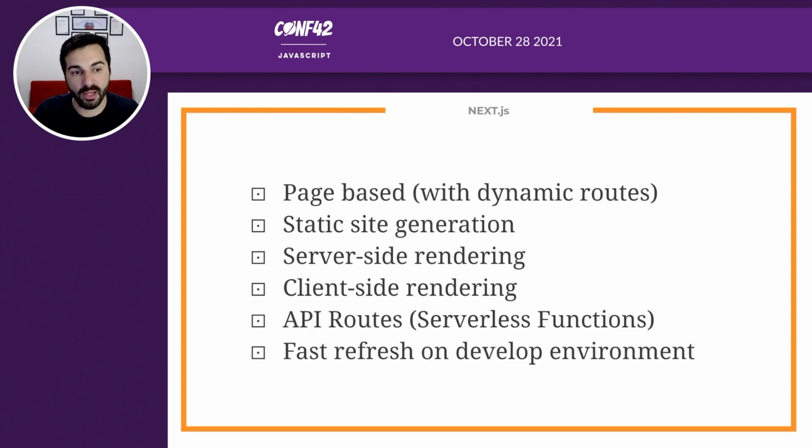So we can create different pages using React components and all the features that React offers us. And Next.js offers a page-based way of working. So we will have one JavaScript file per page in our website, or we can work with dynamic routes where one JavaScript file will generate multiple pages. For instance, we can create one JavaScript file with Next.js code to generate all the blog posts that we can have in our blog site.